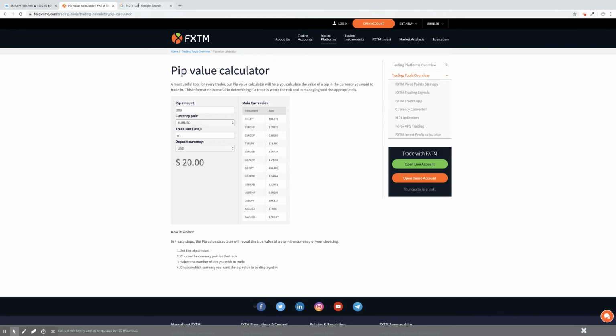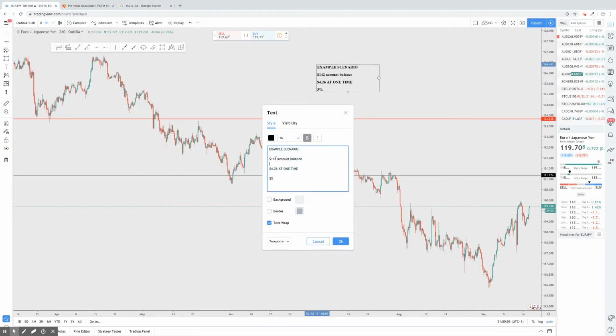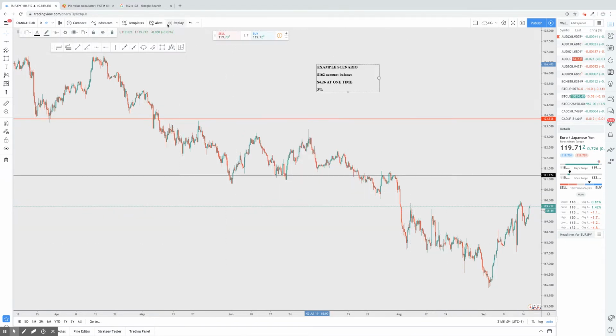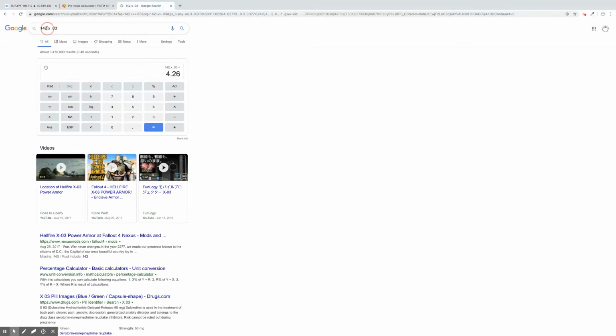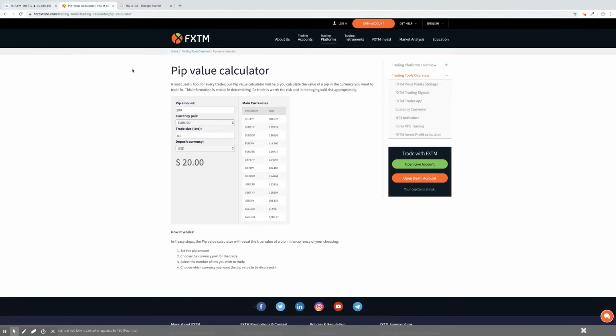Now we have $20, okay? So we just gained $20 because that's the trade we took. Now we have a $162 balance. Do you see where I'm going with this? Let's put that balance in. And now we have $4.86, okay, that we can risk.